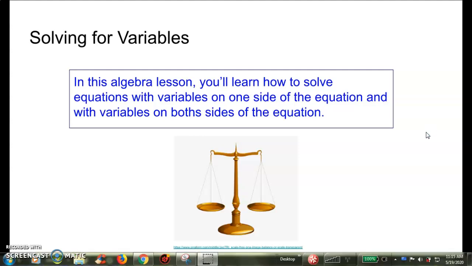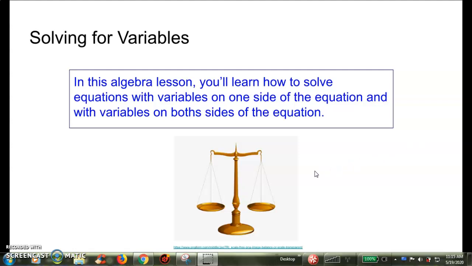Hey everyone. So this is what I'm going to refer to as Algebra Challenge number 3. And what you're going to be doing is learning how to solve for variables in this case. We've already talked about solving for variables when you have a variable on one side of the equation. So I'm going to take a little time to review that and then teach you how to solve if you've got variables on both sides of the equation.